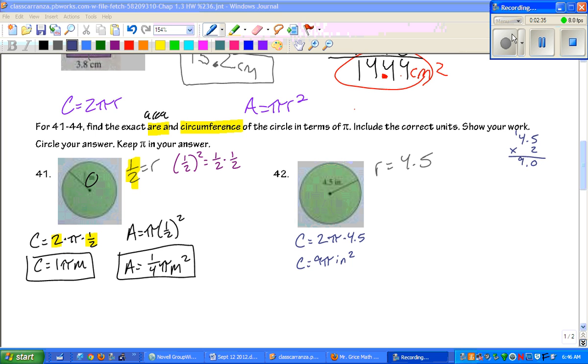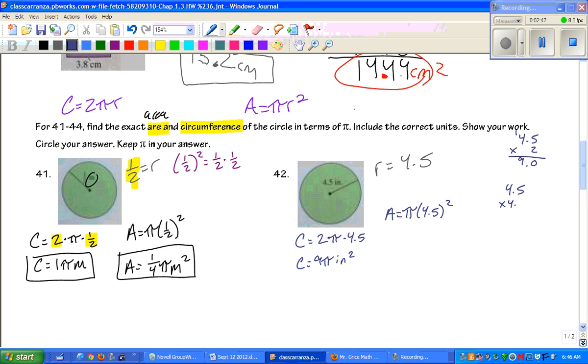Okay. All right, let's look at the area. So area equals pi times radius squared. And that's saying 4.5 times 4.5. Multiply the 5 first. 5 times 5 is 25. 5 times 4 is 20, plus 2 is 22. Put down the 0. 4 times 5 is 20. Carry the 2. 4 times 4 is 16, plus 2 is 18. Add those up.